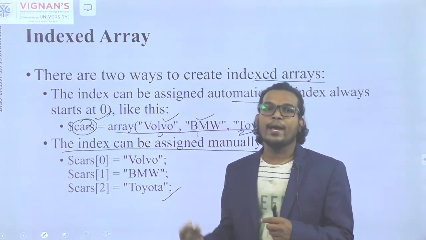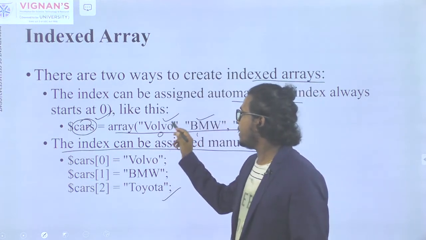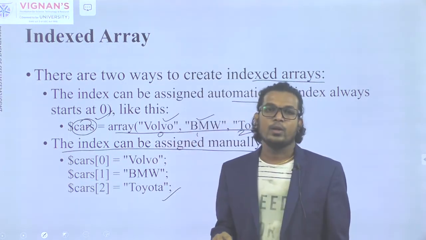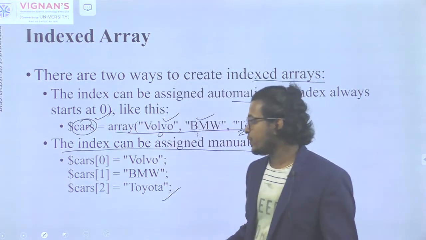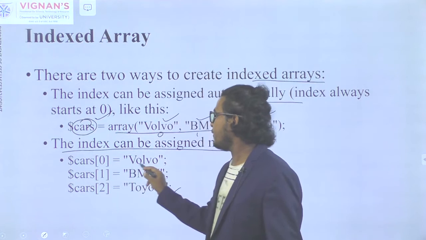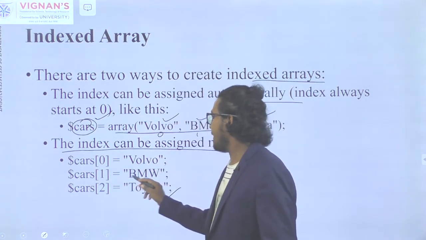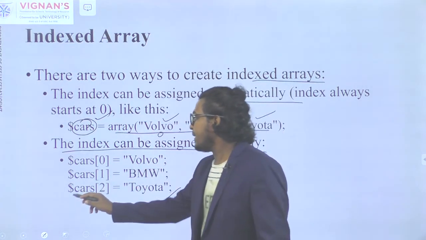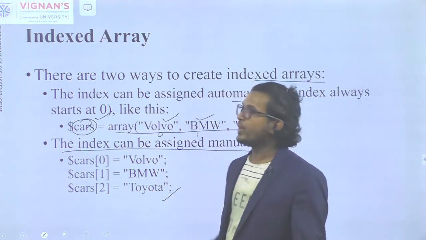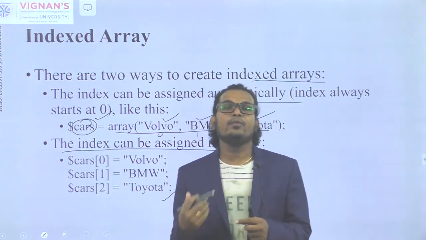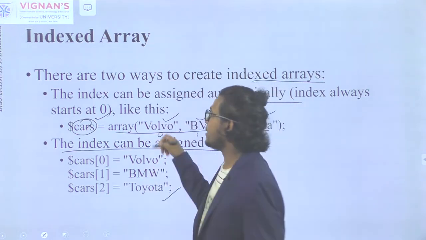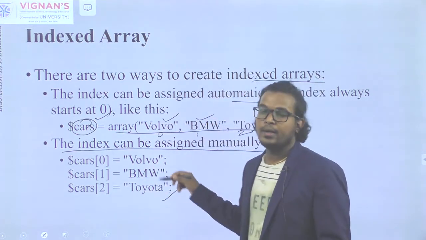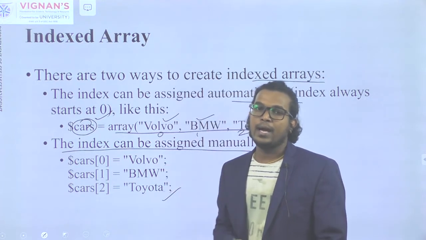If you want to assign manually, and you don't want to give index 0 to the Volvo, you want to make that Volvo the last index value, you can write cars of 0 equal to BMW, cars of 1 equal to Toyota, and cars of 2 equal to Volvo. Like that, we can manually assign the index values to your array. These are the two types of creating the index value for your arrays.